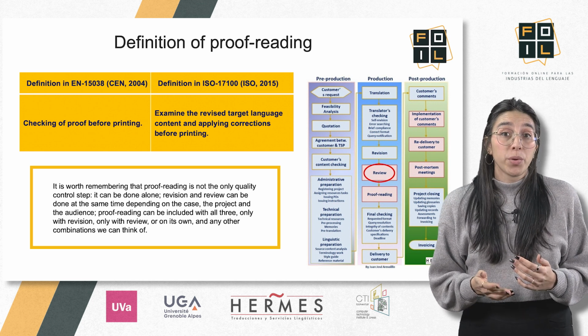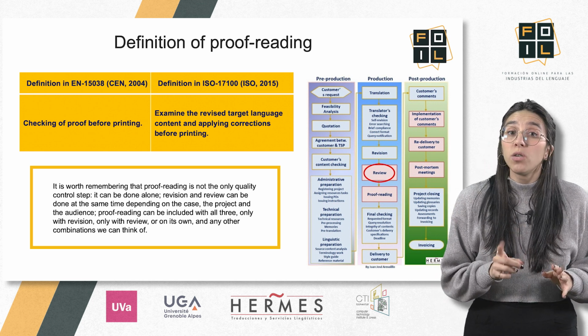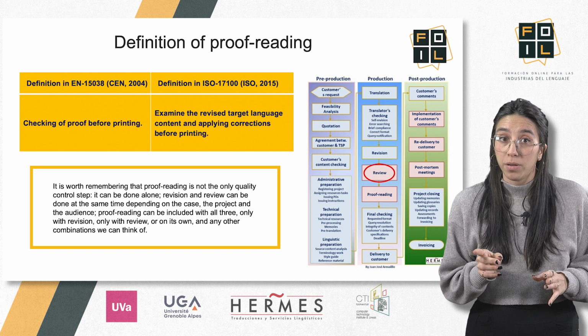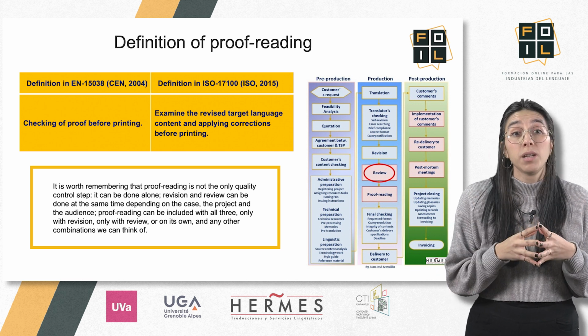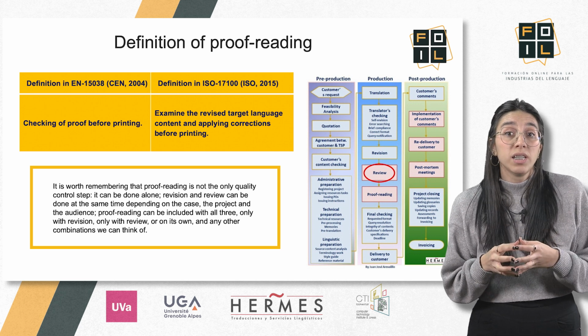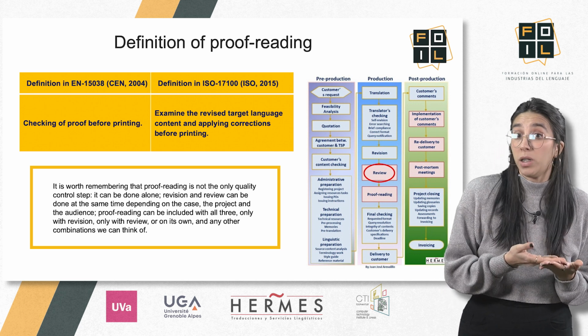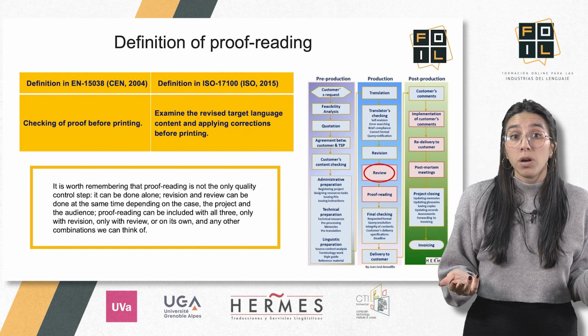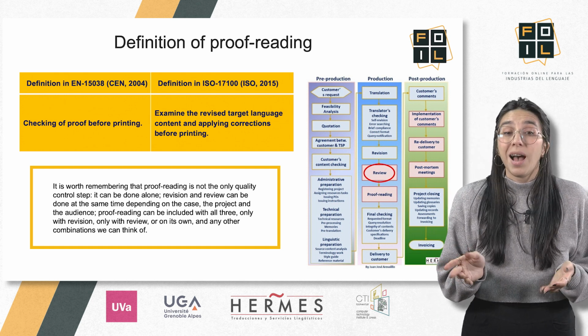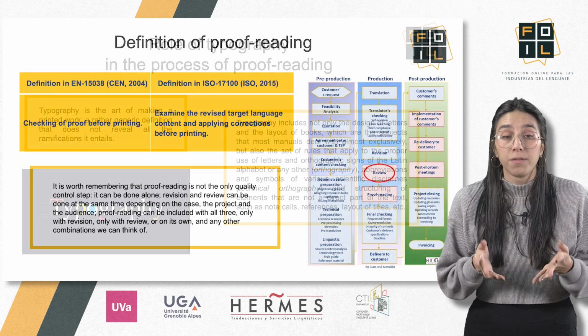It is worth remembering that proofreading is not the only quality control step. It can be done alone. Revision and review can be done at the same time depending on the case, the project and the audience. Proofreading can be included with them, or only with revision, or only with review, or it can be done on its own, and any other combinations we can think of.